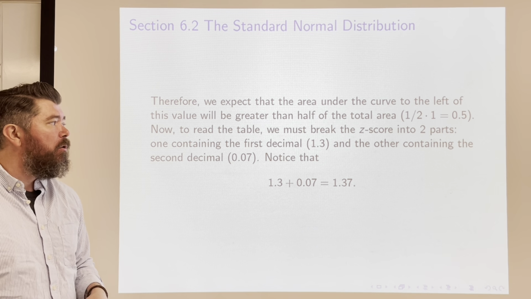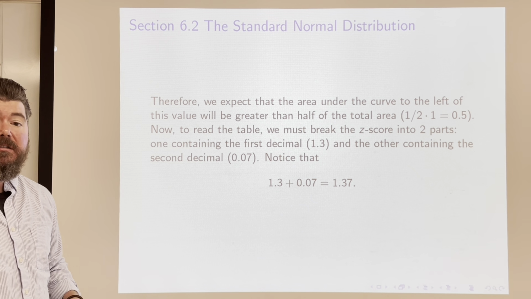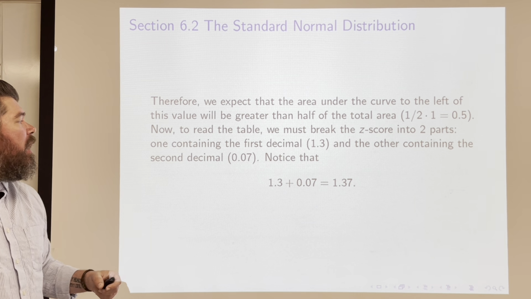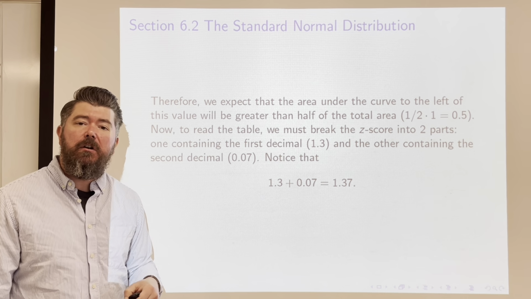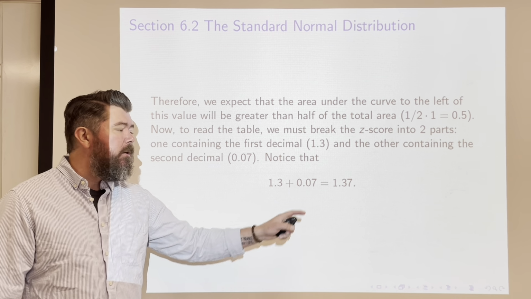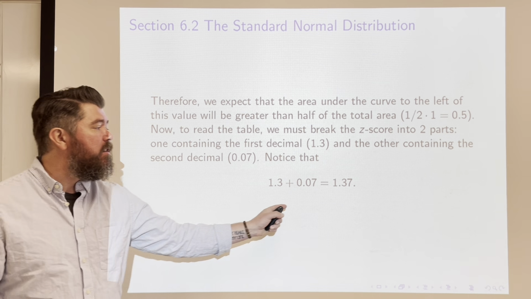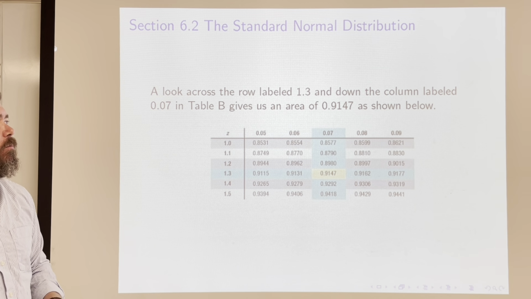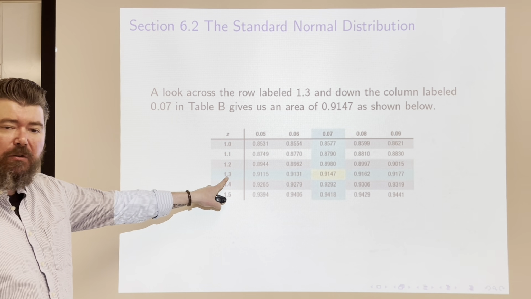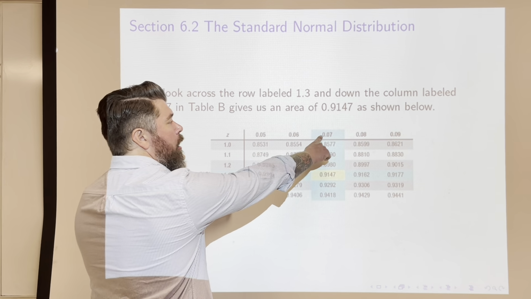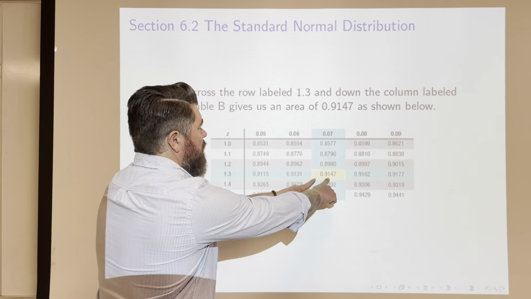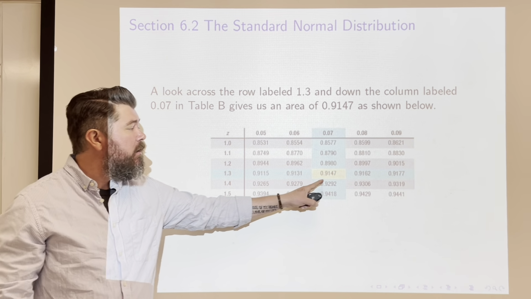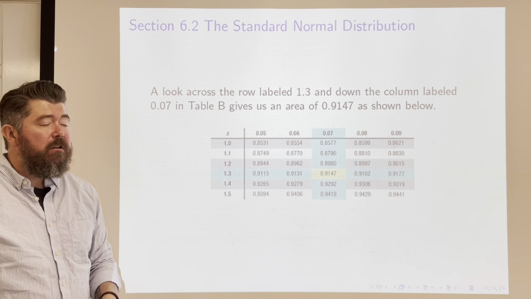Now, to read the table, we must break the Z-score into two parts, one containing the first decimal, 1.3, and the other containing the second decimal, 0.07. Notice that 1.3 plus 0.07 gives us our Z-score 1.37. A look across the row labeled 1.3, so we find 1.3, and down the column labeled 0.07, in table B, since it's positive, gives us an area of 0.9147, as shown below.